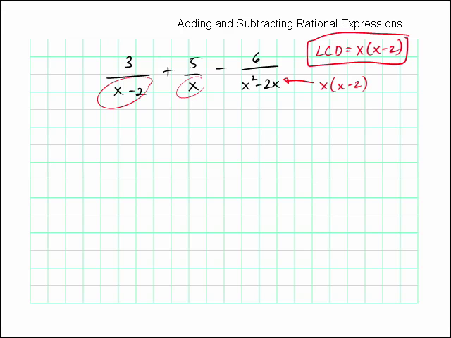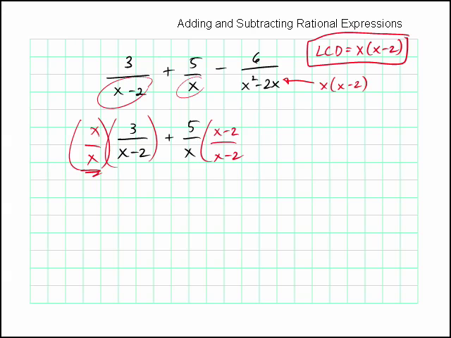That means that I'm going to have to multiply this fraction by an x over an x to get the common denominator, plus this fraction will have to be multiplied by x minus 2 over x minus 2, minus 6 over x times x minus 2. This one already has the common denominator, so I don't have to do anything with that. X minus 2 is now under each fraction.